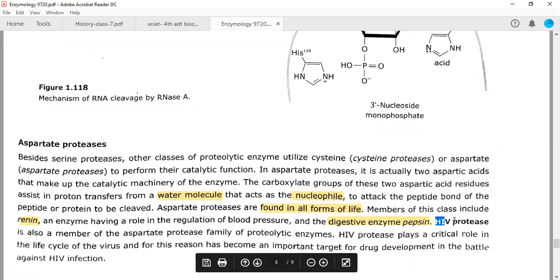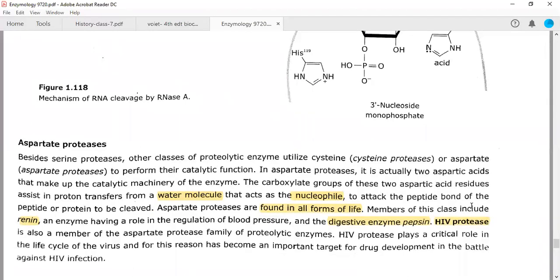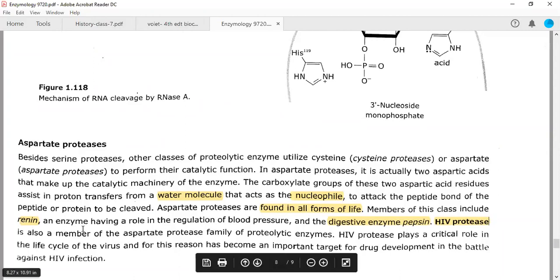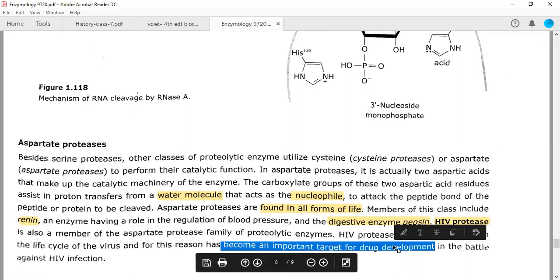Then there is one more enzyme. The third enzyme in this class, aspartate protease, is HIV protease. This particular enzyme is very important for the virus itself. HIV is the human immunodeficiency virus, which is the causative agent of AIDS, acquired immunodeficiency syndrome. So this is also a member of the aspartate protease family of proteolytic enzymes. HIV protease plays a very critical role in the life cycle of the virus, and for this reason has become an important target of drug development.